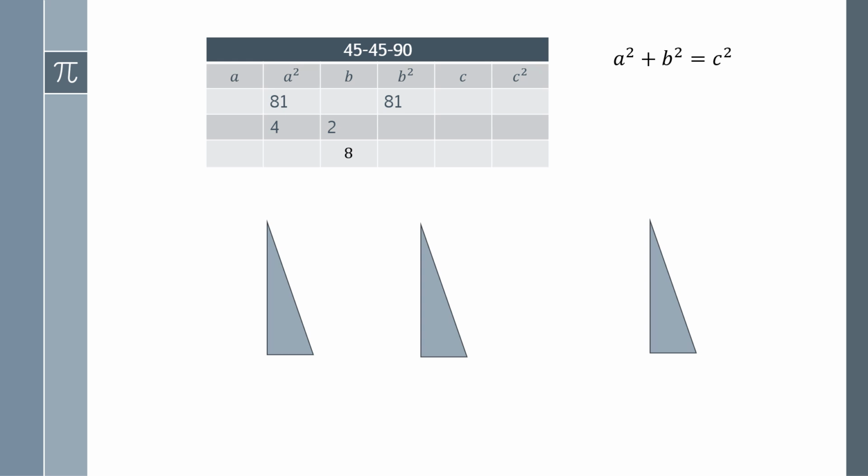Welcome back. So let's do the 45 degree triangle. So in the first row, we got a squared to be 81. So a is 9. And because we know that two of the legs are the same, a and b are the same. And we know that c is just going to be 9 times the square root of 2. And if we square that, we get 162. Or if you want to, you could just add 81 plus 81 to get 162. Alright, so let's look at the second row.